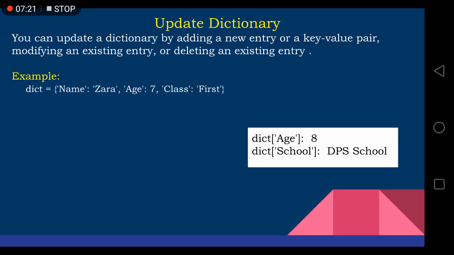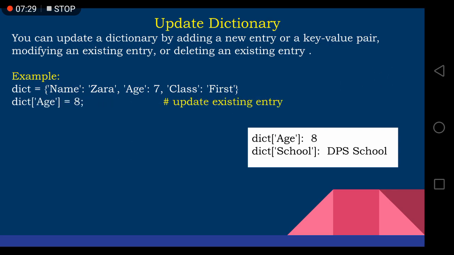With an example, let us see. dict is equal to name: Zara, age: 7, class: First. These are the three key value pairs in the dictionary, a new dictionary, and dict["age"] is equal to 8. Now this will update the existing entry. Earlier in the given example, age is equal to 7. I want to change the age to 8, so just mention the key and give the value: dict["age"] is equal to 8.